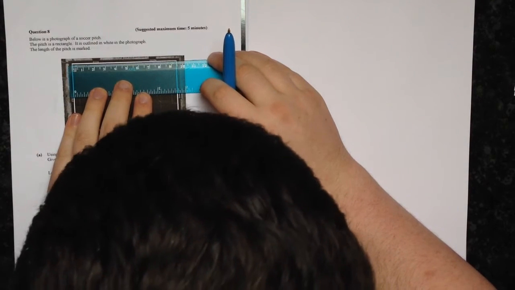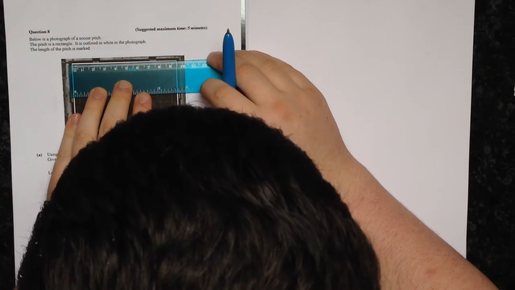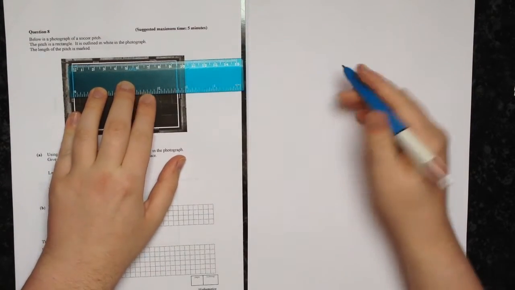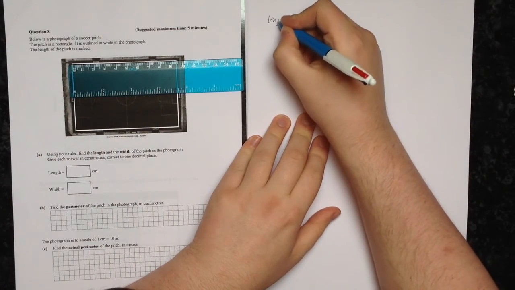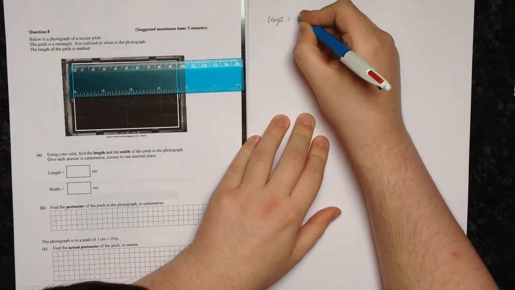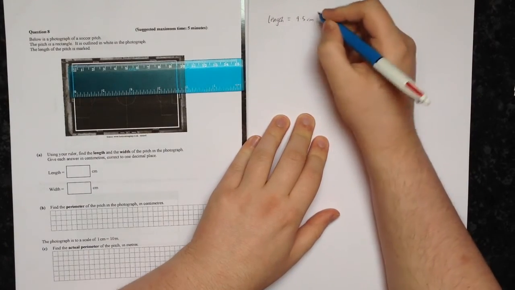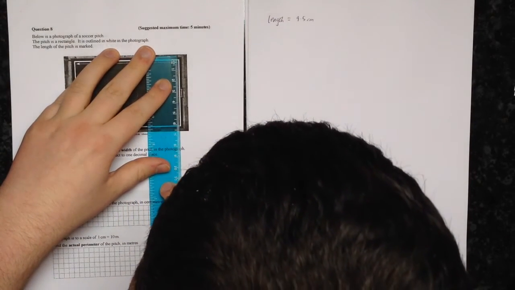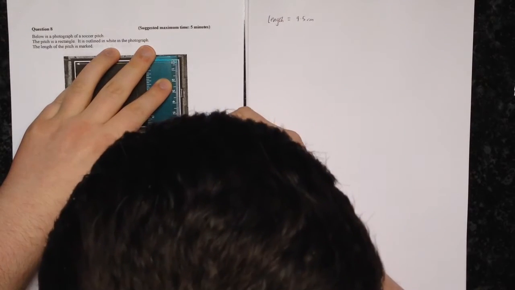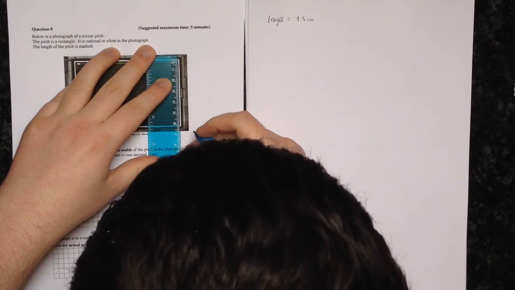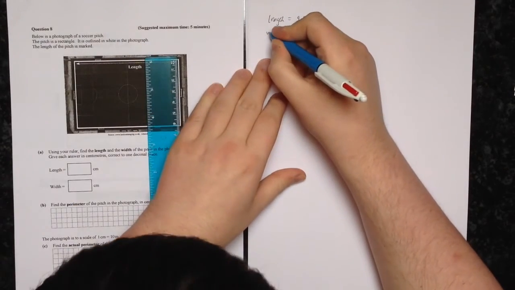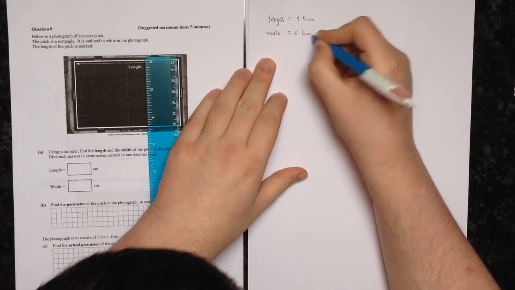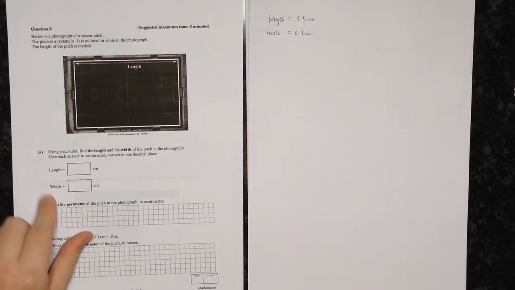So the length is going to be about 9.5 centimeters. And the width is going to be the distance down here. It is going to be approximately 6.1 centimeters. So there's our answer for the first part.